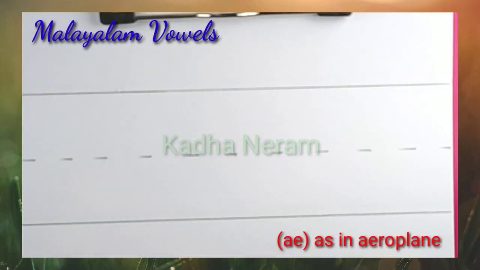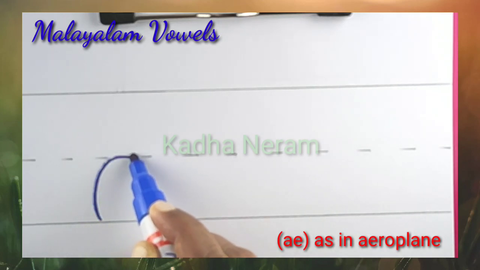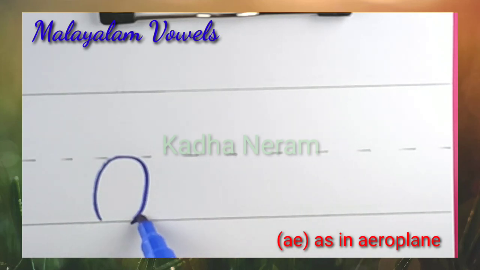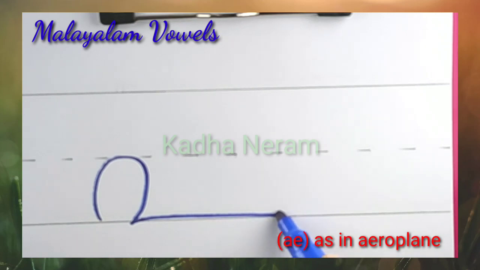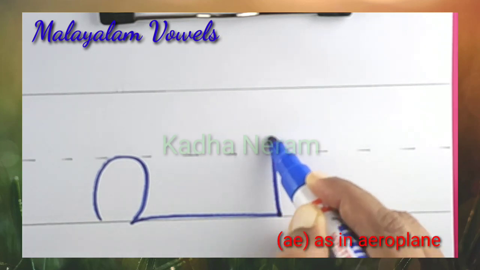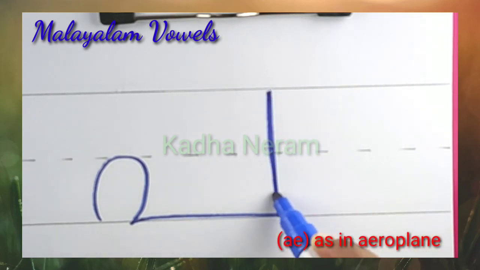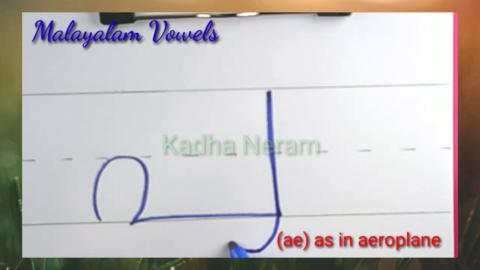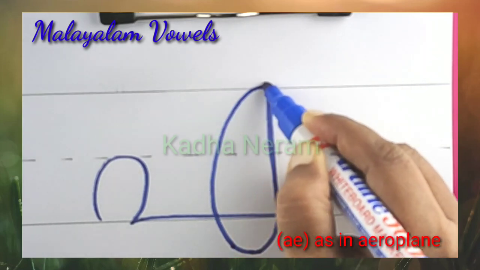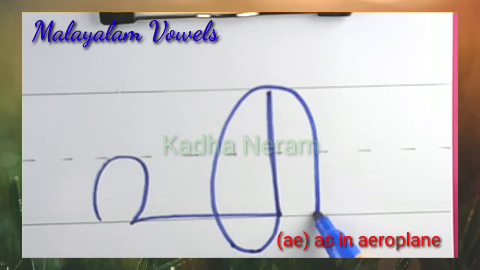The next vowel is A. To write A, we write like this, then go along this line, go up, again you come down and you bring it down and then you bring it in, down. This is A.